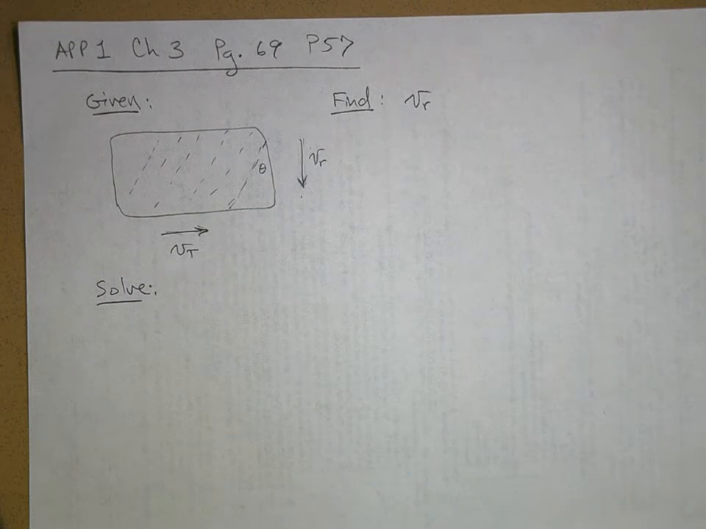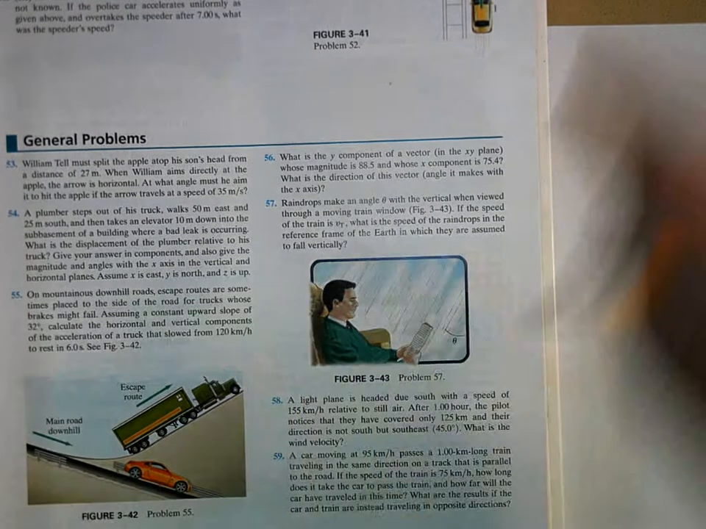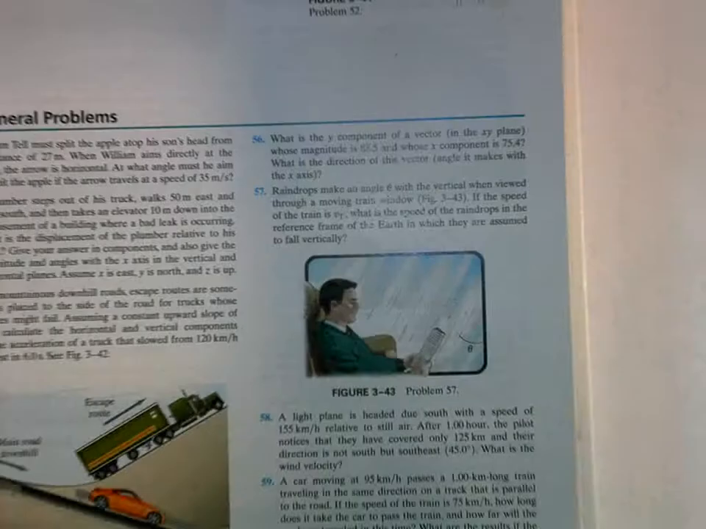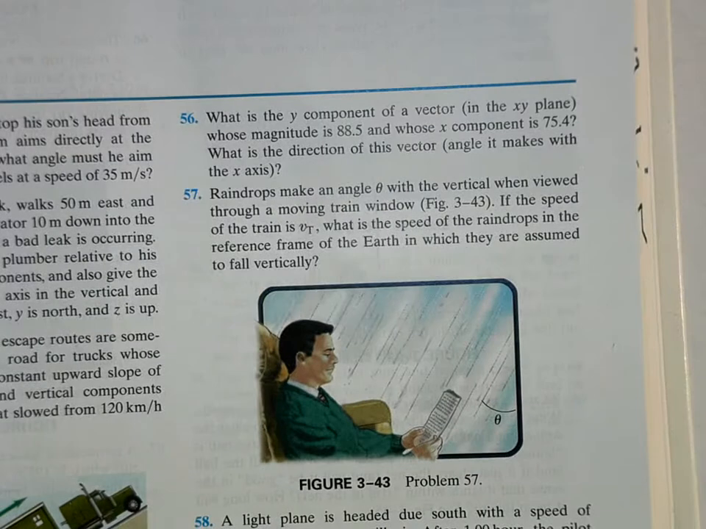Let's do problem 57 on page 69. Let's read the problem first. And here it is, right there. Let me zoom in a little bit. It says raindrops make an angle theta with the vertical when viewed through a moving train window.